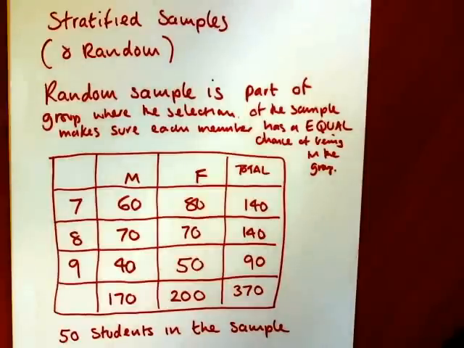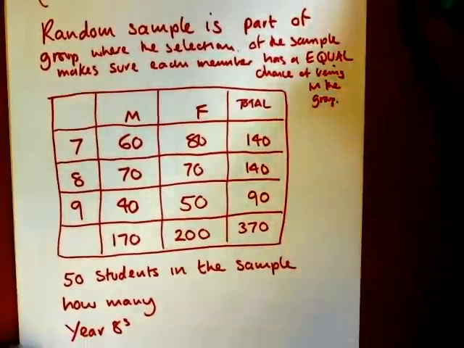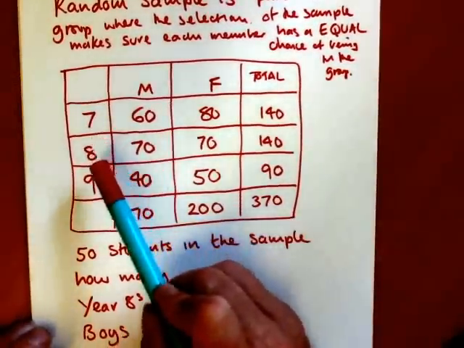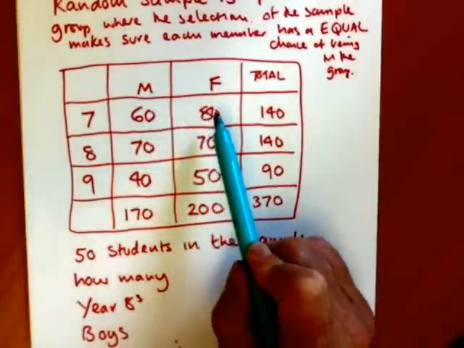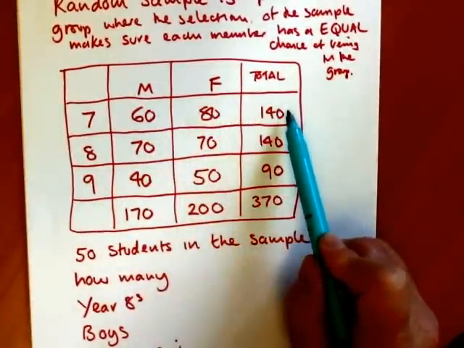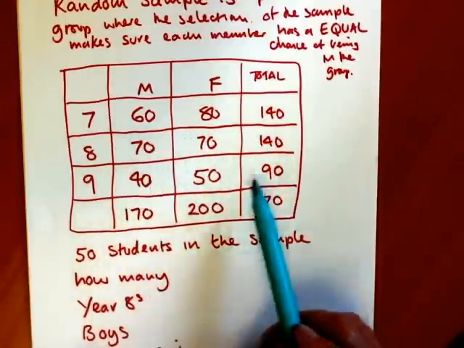Now, stratified samples. At GCSE, you have to understand the following concept, where there are subsets of a group. I've got this table here to help you understand this, and it's got Year 7, Year 8 and Year 9 students. We've got 60 boys in Year 7 and 80 girls, which gives us a total of 140. And you've got similar information for Year 8 and Year 9.